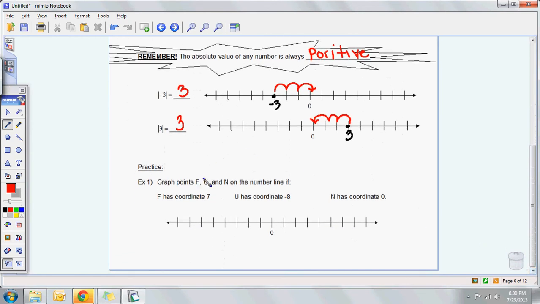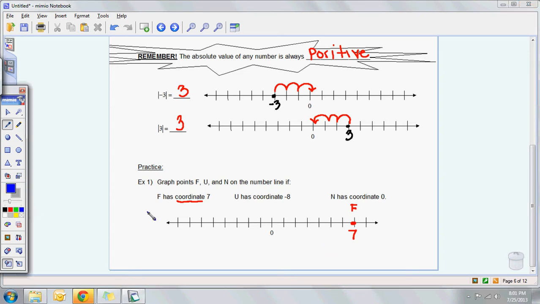So we need the points F, U, and N on the number line. So the coordinate, so that just means the point on the number line. We want to know where that is. So F is going to be 7. So we're going to count from 0. 1, 2, 3, 4, 5, 6, 7. Here's my 7. Here's my coordinate. And it's asking me to label it. So I'm going to put that up above. That's going to be F. I'm going to move on to the next one.